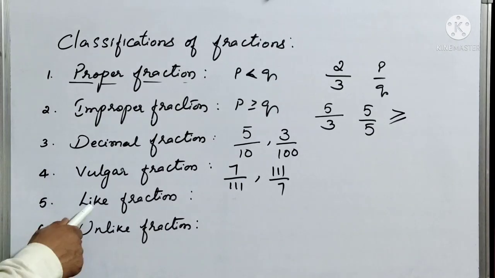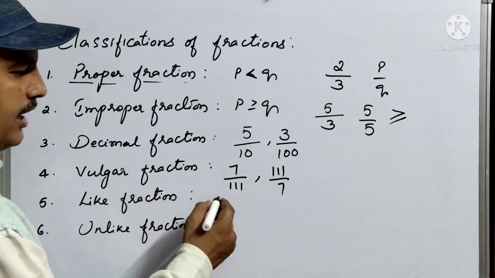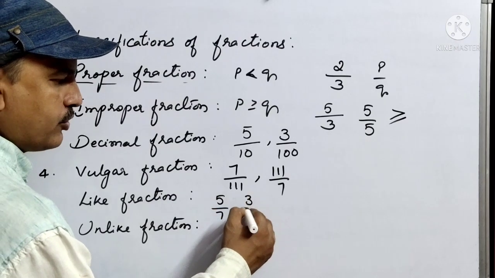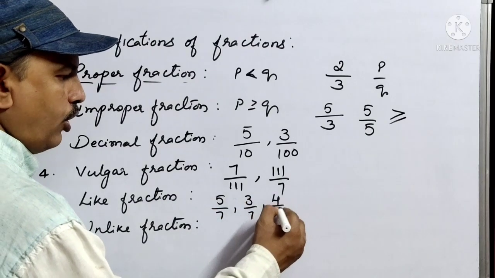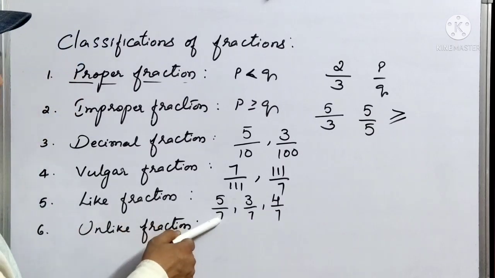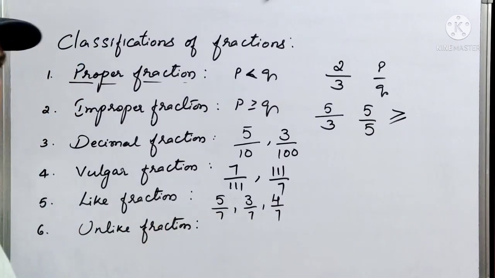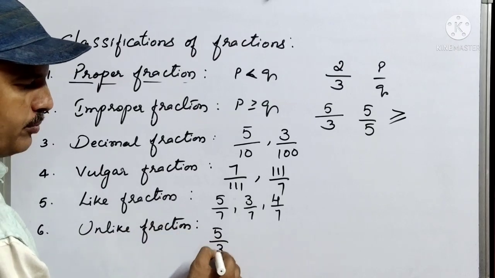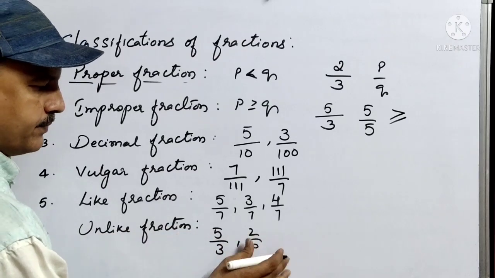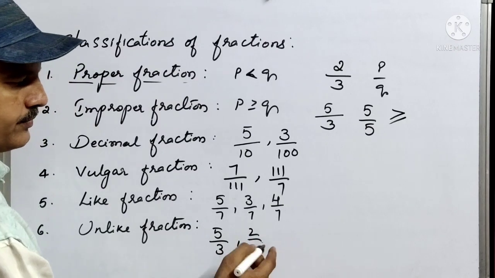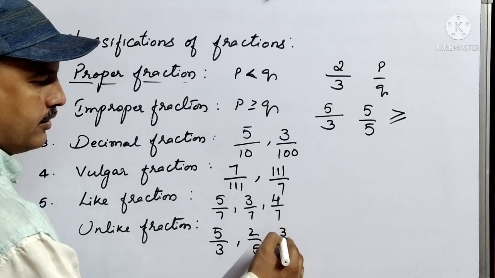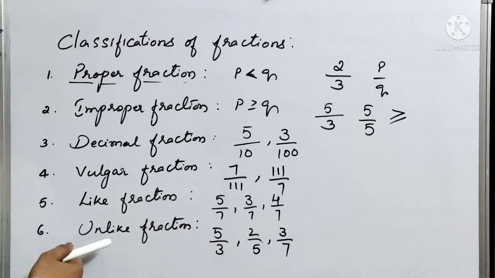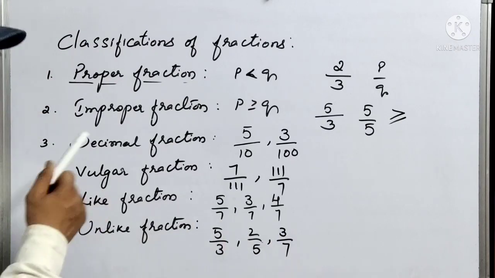Okay. Now coming to like fractions. Like fractions means all the denominators of the given fractions should be the same. Unlike fractions means the denominators are different. All the denominators here are different, so they come under unlike fractions.